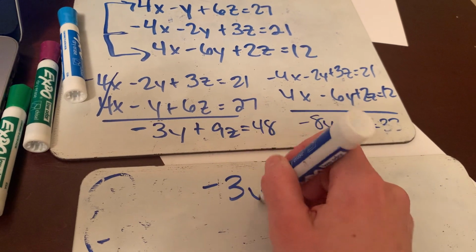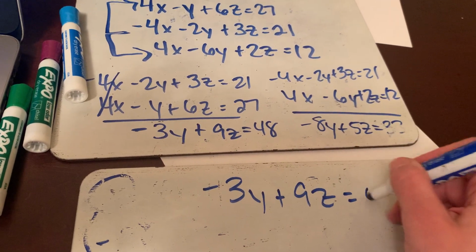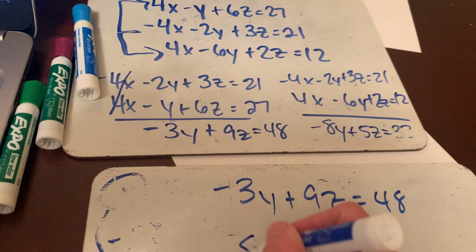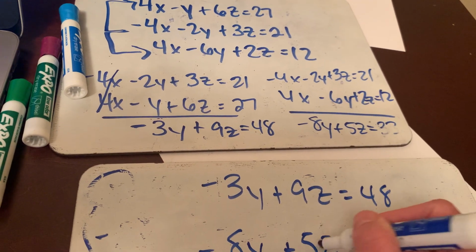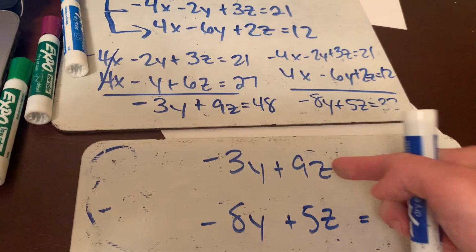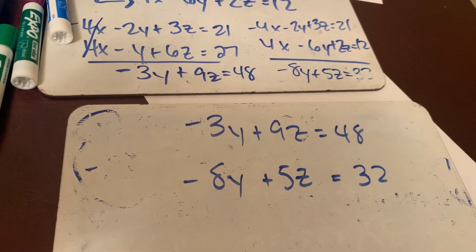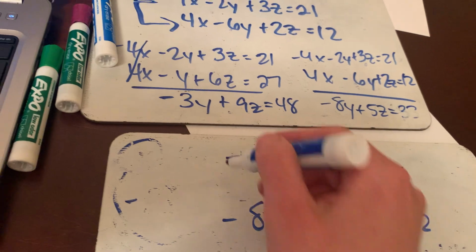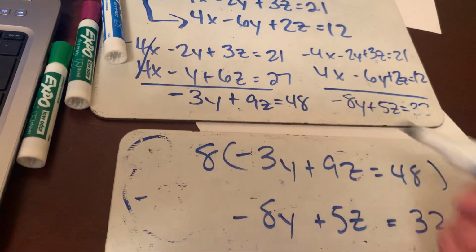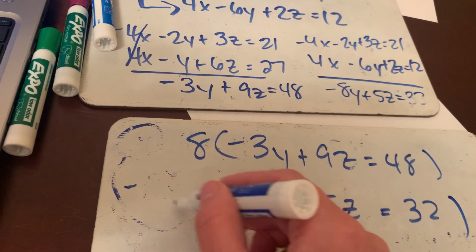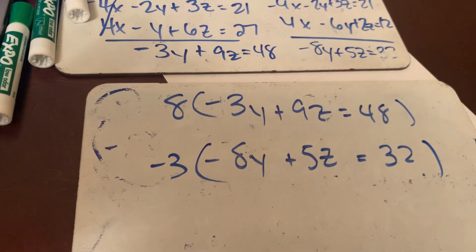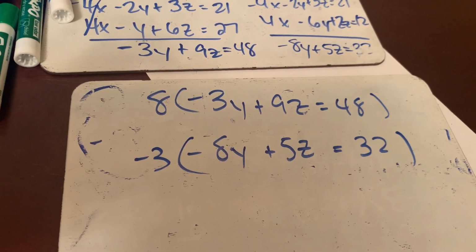So if I have a negative 3y and a 9z, and I have an 8y and a 5z, this is going to end up being 45. This is going to be 24. There's not really, it doesn't matter which one you pick. They're both going to be complicated. So if you just want to get rid of y, multiply by 8 to get 24, multiply by negative 3 to get a positive 24, and then just solve the system like normal.